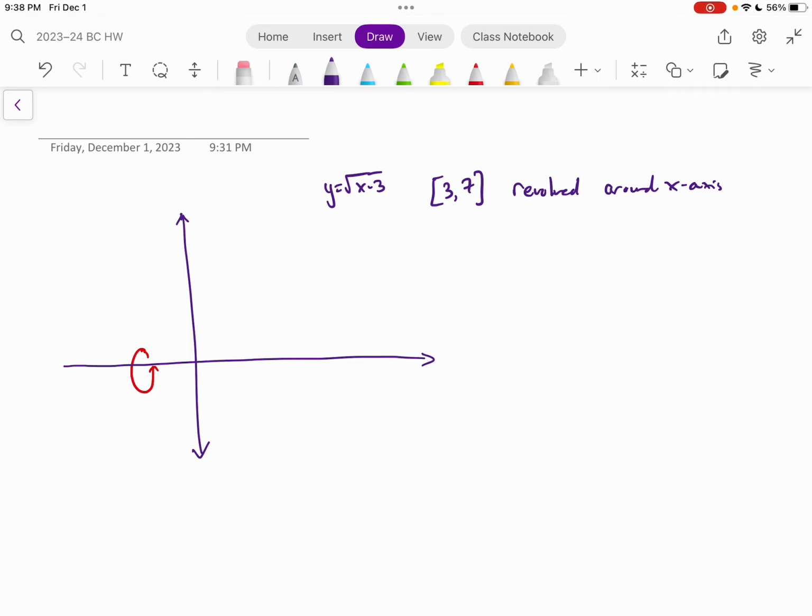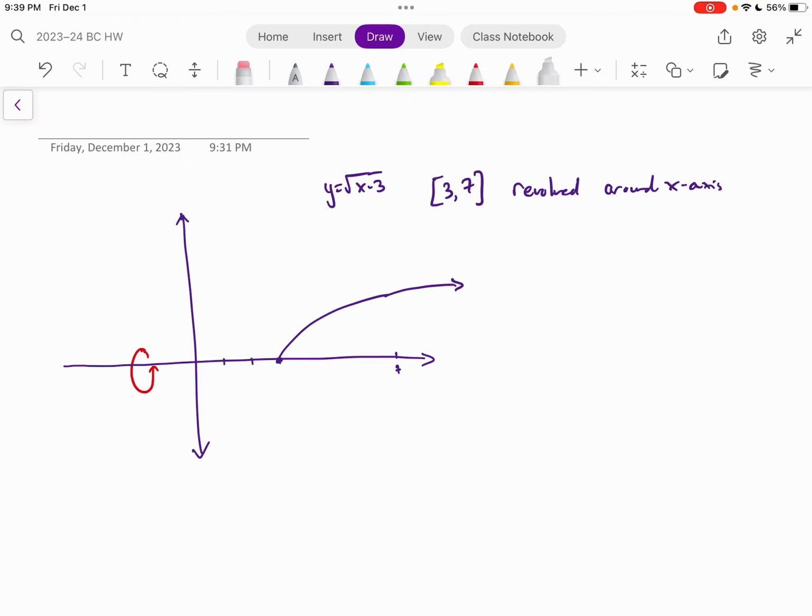So let's first sketch this curve. It's just root x with a shift to the right of 3. So it's going to look something like this. It doesn't need to be beautiful, but it comes out here. But we're really only concerned with out here to maybe 7. Okay, so let's talk about this curve in 2-space.